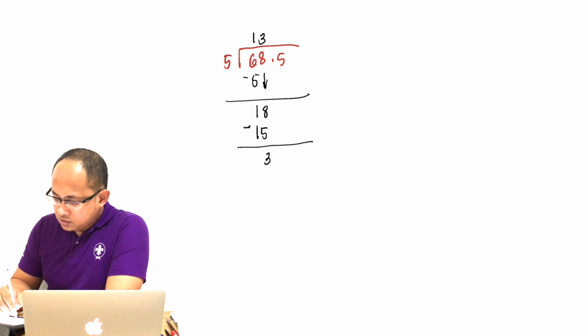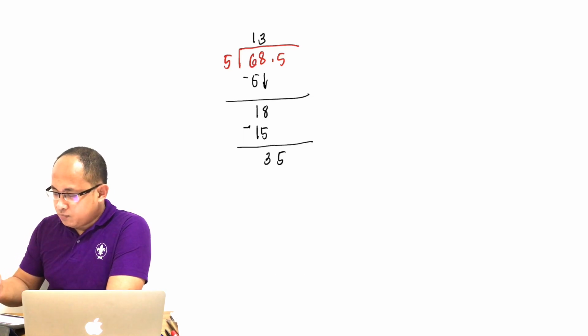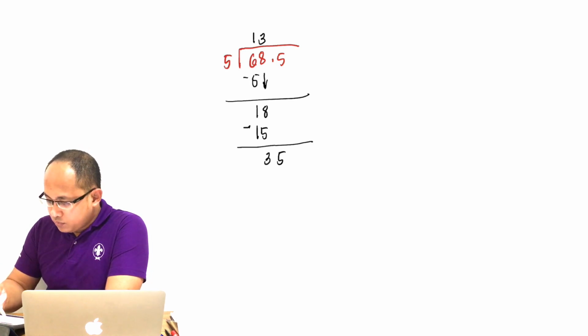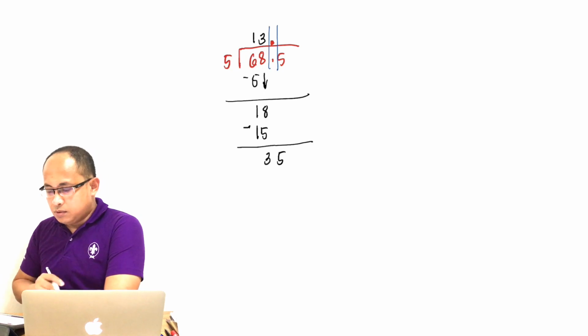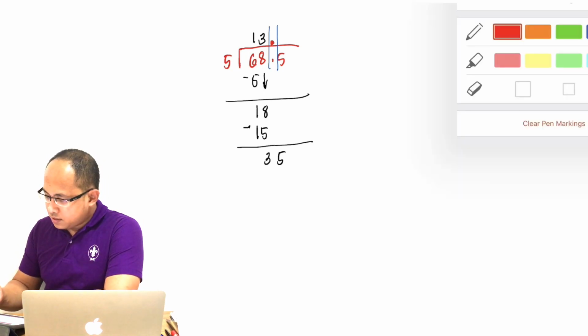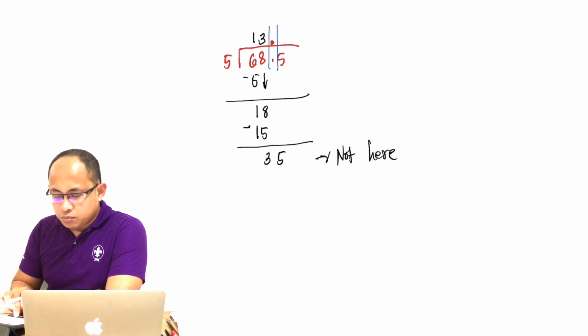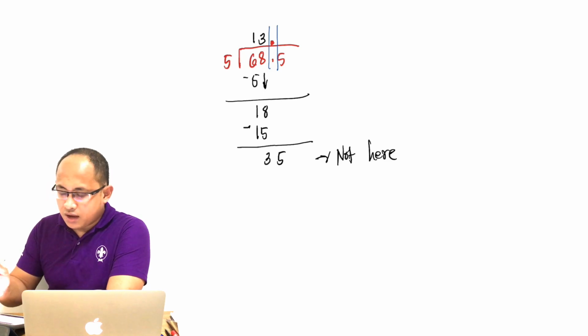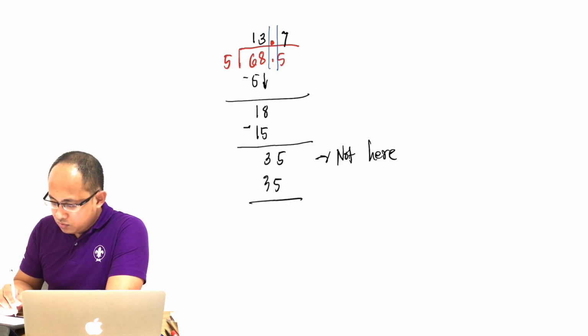We subtract this, the answer is 3. Then we bring down 5. Notice I did not bring down the decimal point. We solve it like it is a whole number. Where are we going to put the decimal point? It is here. That is where you're going to put your decimal point, not here, because these are whole numbers. So 35 divided by 5 is equal to 7. So 35 minus 35 is equal to 0.